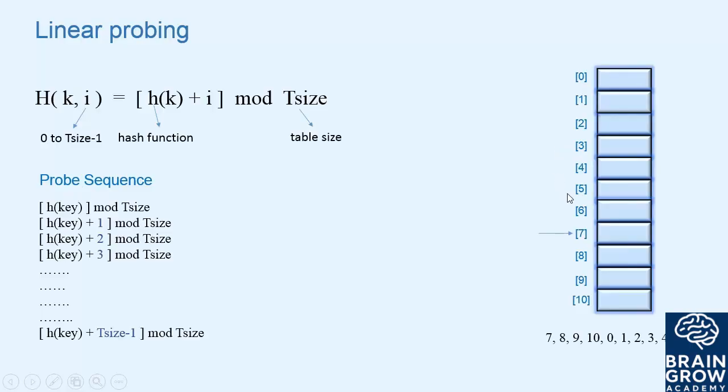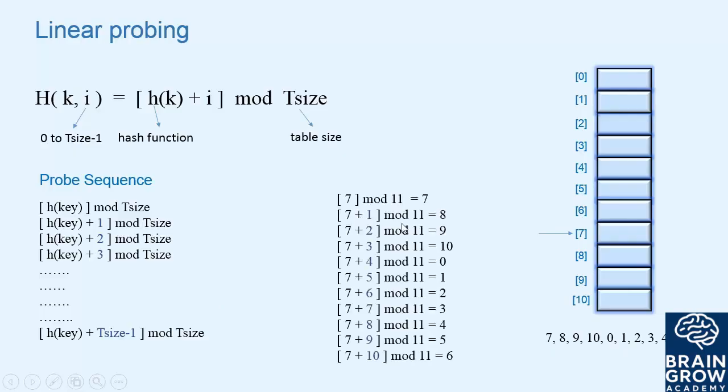We have seen earlier that if we have a hash table of size 11 and a key is mapped to location 7 by the hash function, then this is the sequence of probes. Let's verify this by using the formula. This is how we get the sequence by using this formula. Hash value is 7, table size is 11, so i goes from 0 to 10. And each time we are doing mod table size. So we get the same sequence by using this formula.